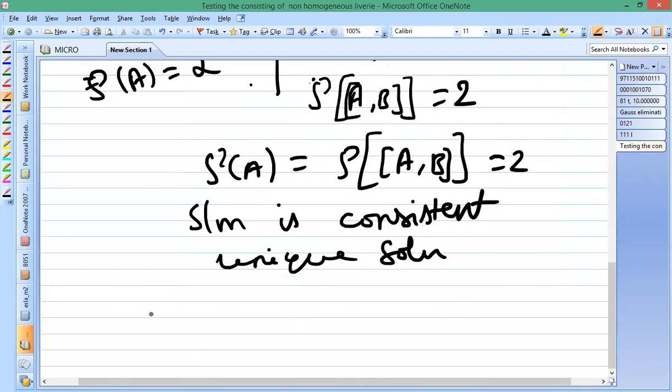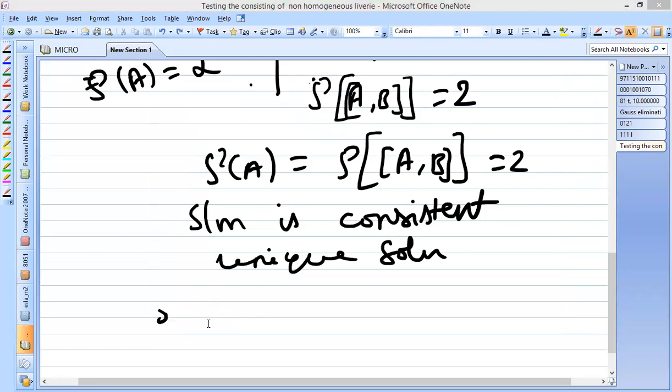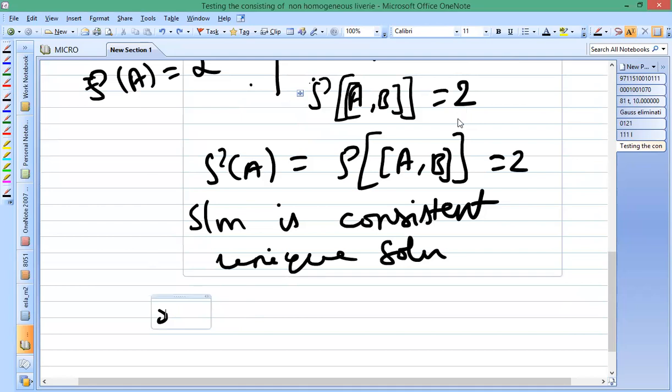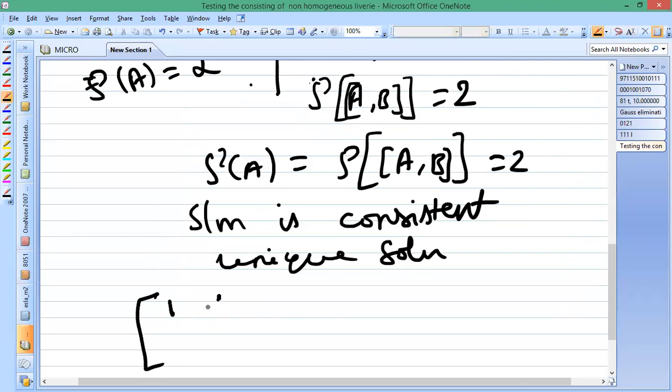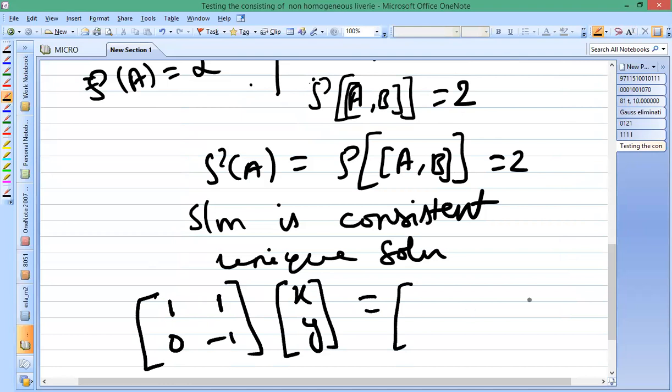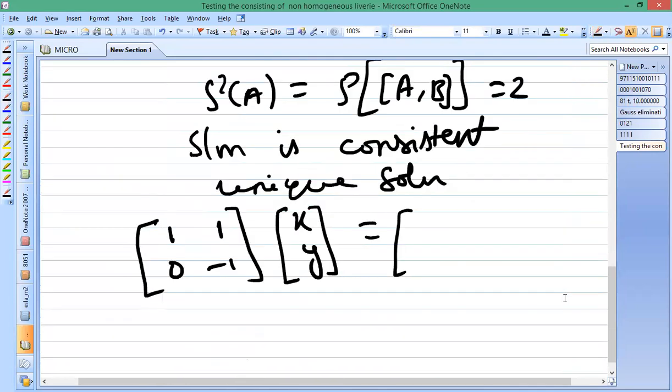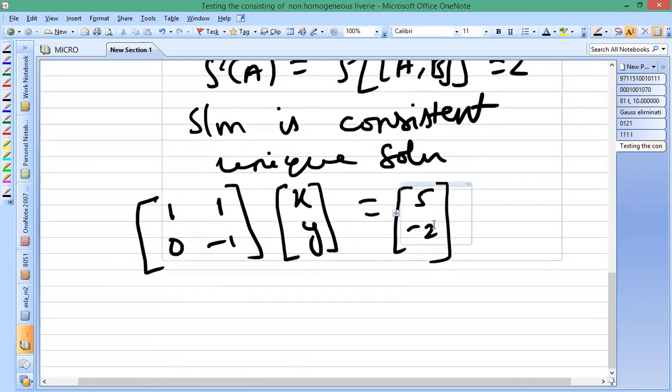So here we are given x plus y, and in the matrix form I'll write, that will be easy for us. So here we can write what? Take the reduced form 1 1, 0 minus 1. In order to get the solutions, you have to make use of the reduced matrix form, which is equal to what was there, 5 and minus 2. On the right hand side from the augmented matrix we have this. So now solve this equation.